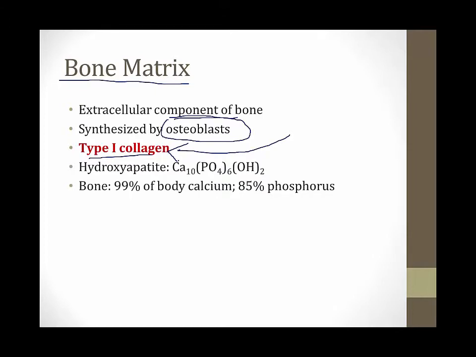The other major component of your bone matrix is hydroxyapatite. This is a crystalline structure that contains calcium and phosphorus. And 99% of your body's calcium and 85% of the body's phosphorus is found in bone, and it's found in hydroxyapatite, which is made by the osteoblasts.